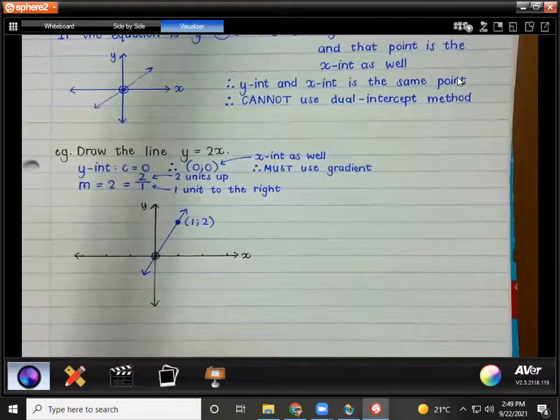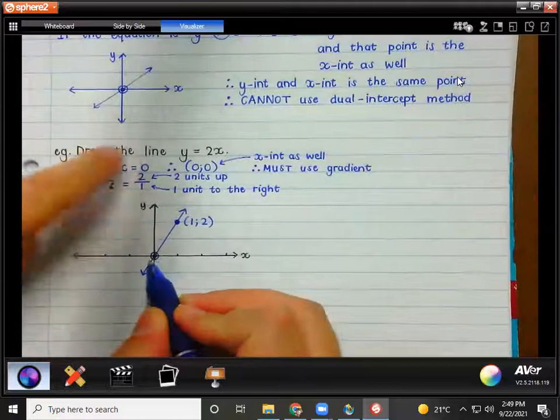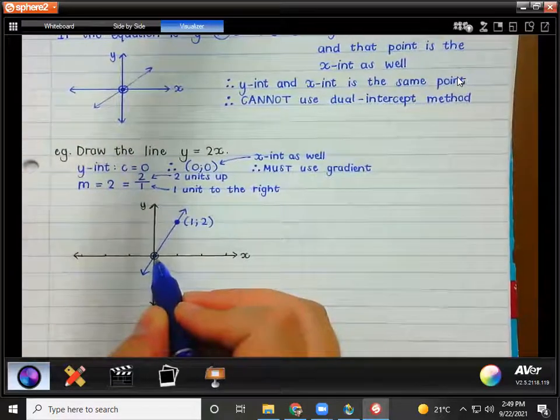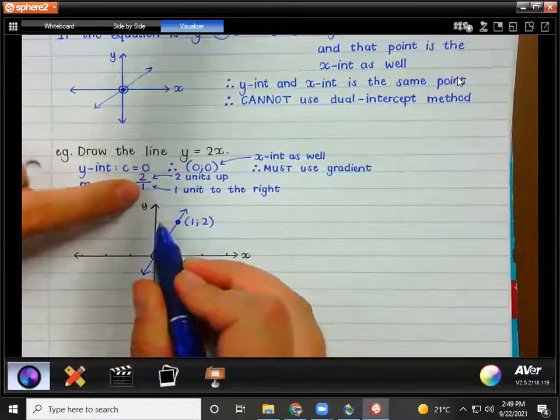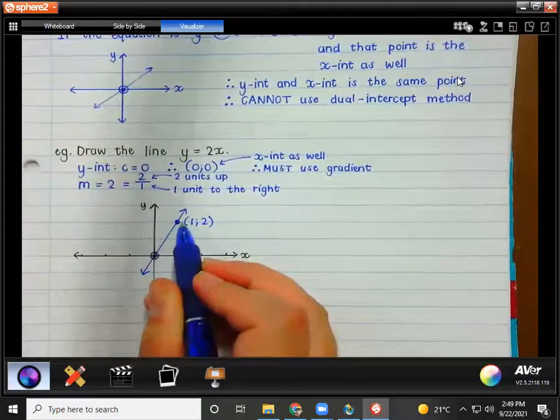You plot your y-intercept 0, 0. You look at your gradient that you have to write as a fraction because there's a 2 at the top, we count 2 up. There's a 1 at the bottom, we count 1 to the right. And that is our next point.